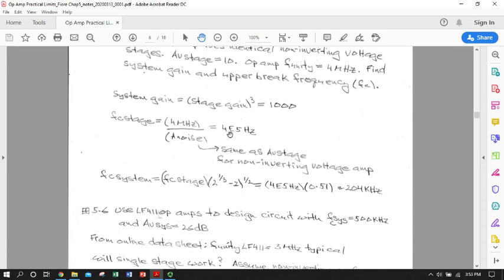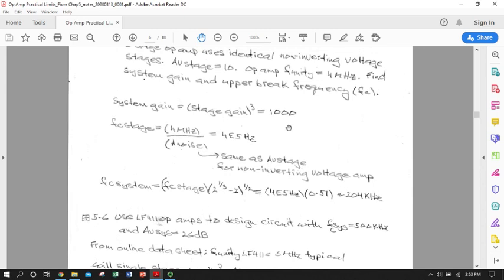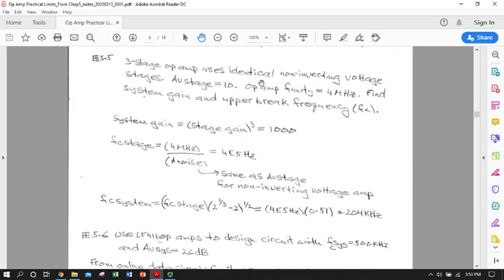And notice how much smaller that is than the stage. So we lost a bit. So by having 3 stage amplifiers together, we got a big jump in gain, but we had to roll back our bandwidth a bit.